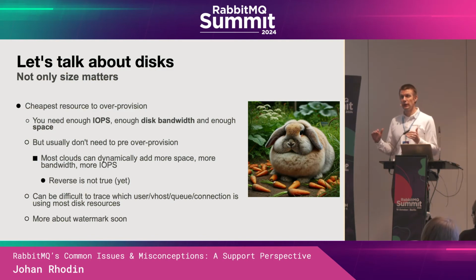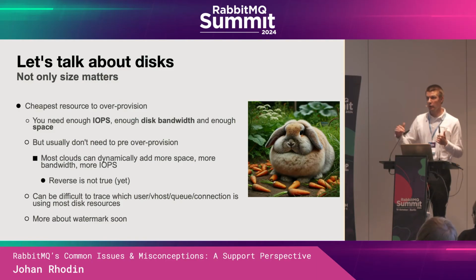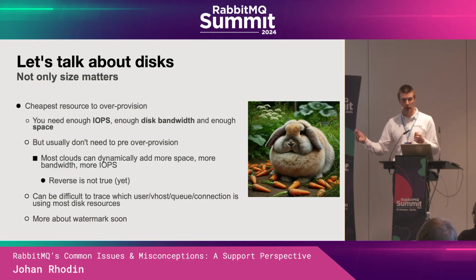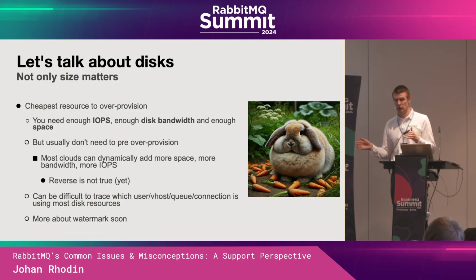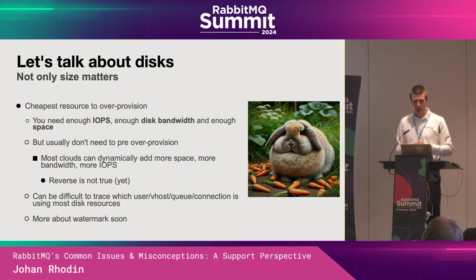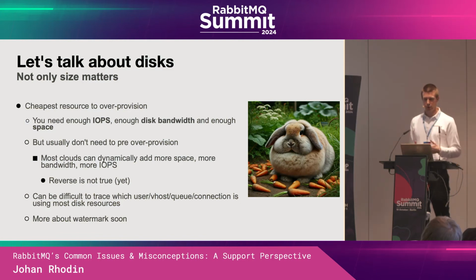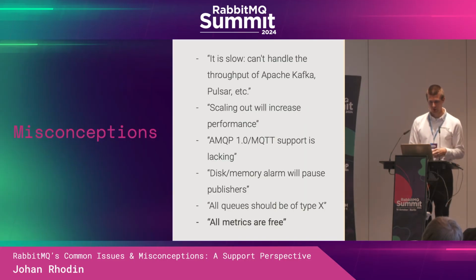The good news is that in today's world, most clouds can dynamically add more space or bandwidth or IOPS, and you don't need to stop Rabbit or the machine; you can do that on the go. So you can do that when you are seeing that queues are getting backed up. Unfortunately, it's hard to go the other way around. To shrink the disk is a more involved operation. And I'll talk a little bit more about the watermark in just a second.